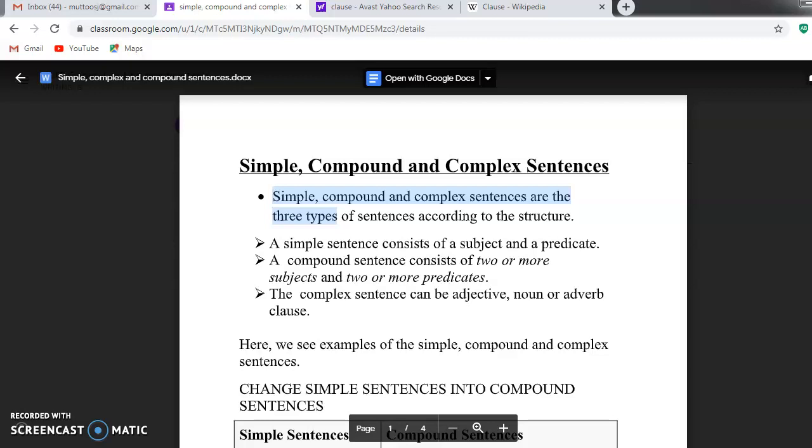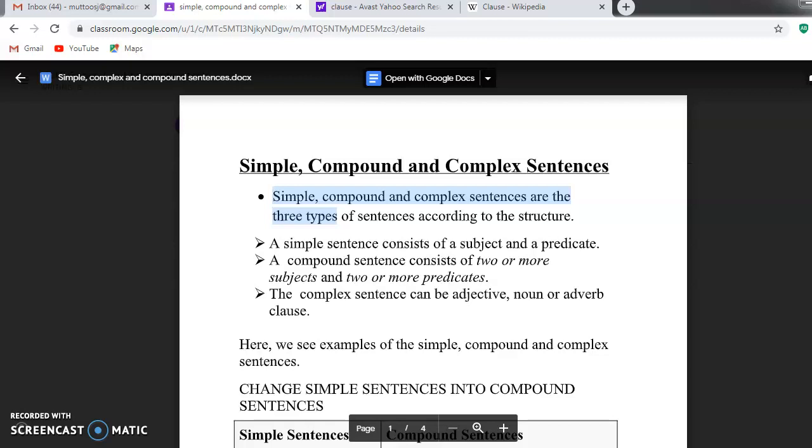What is a clause? A clause is a group of words. A typical clause has a subject and a predicate. There are independent clause and dependent clause. In the independent clause, you have a typical subject and a predicate, that is a noun and a verb.